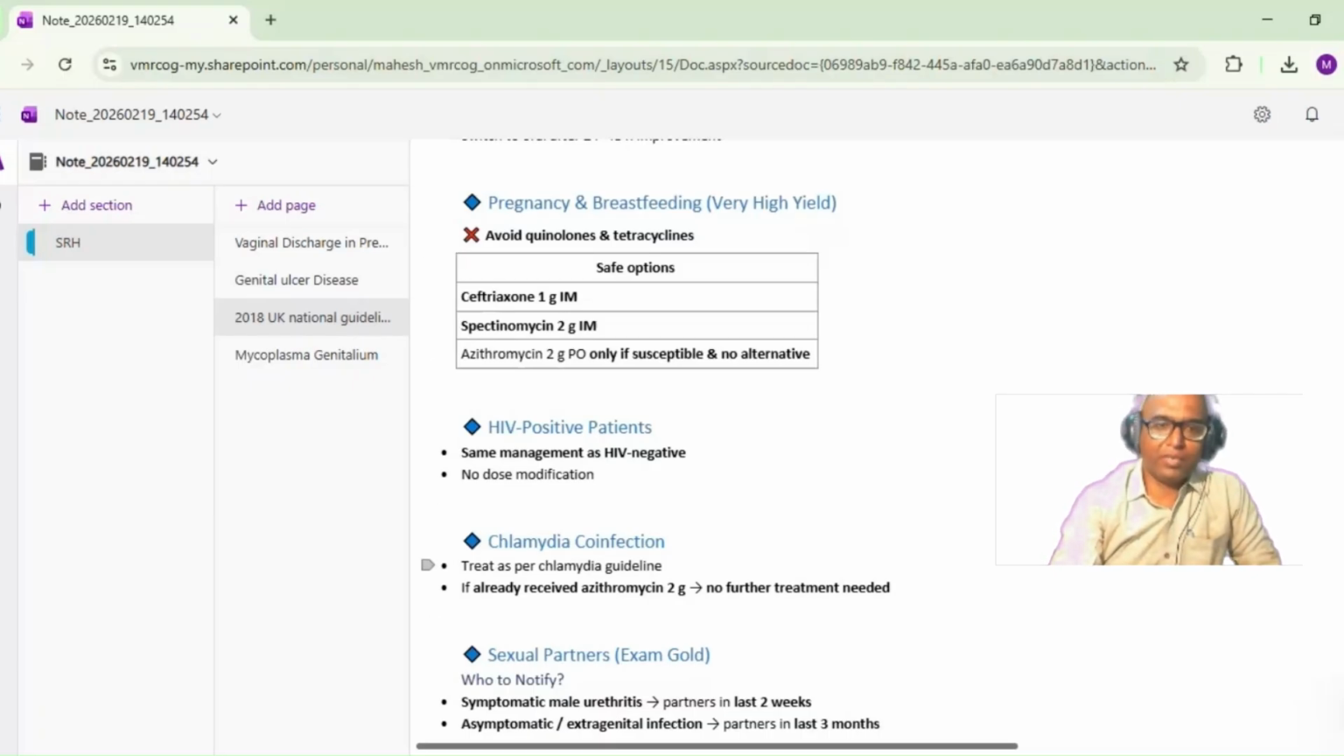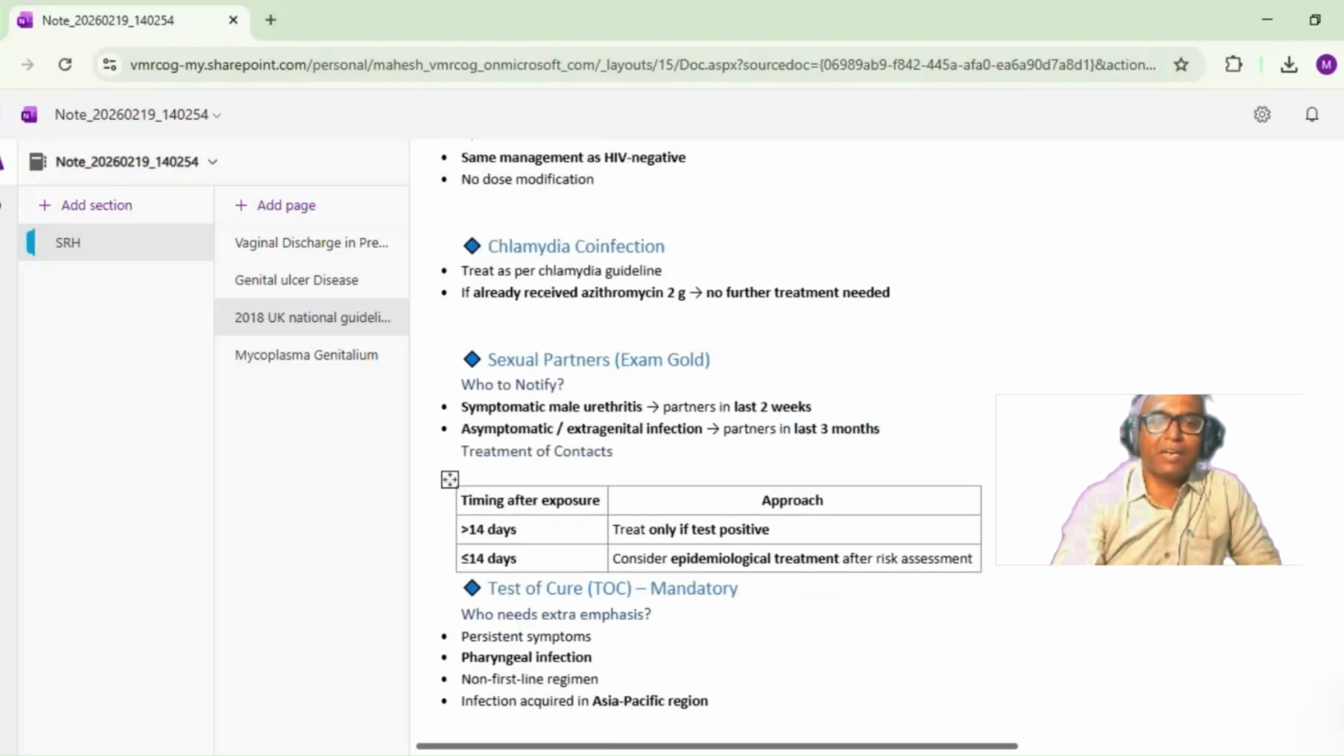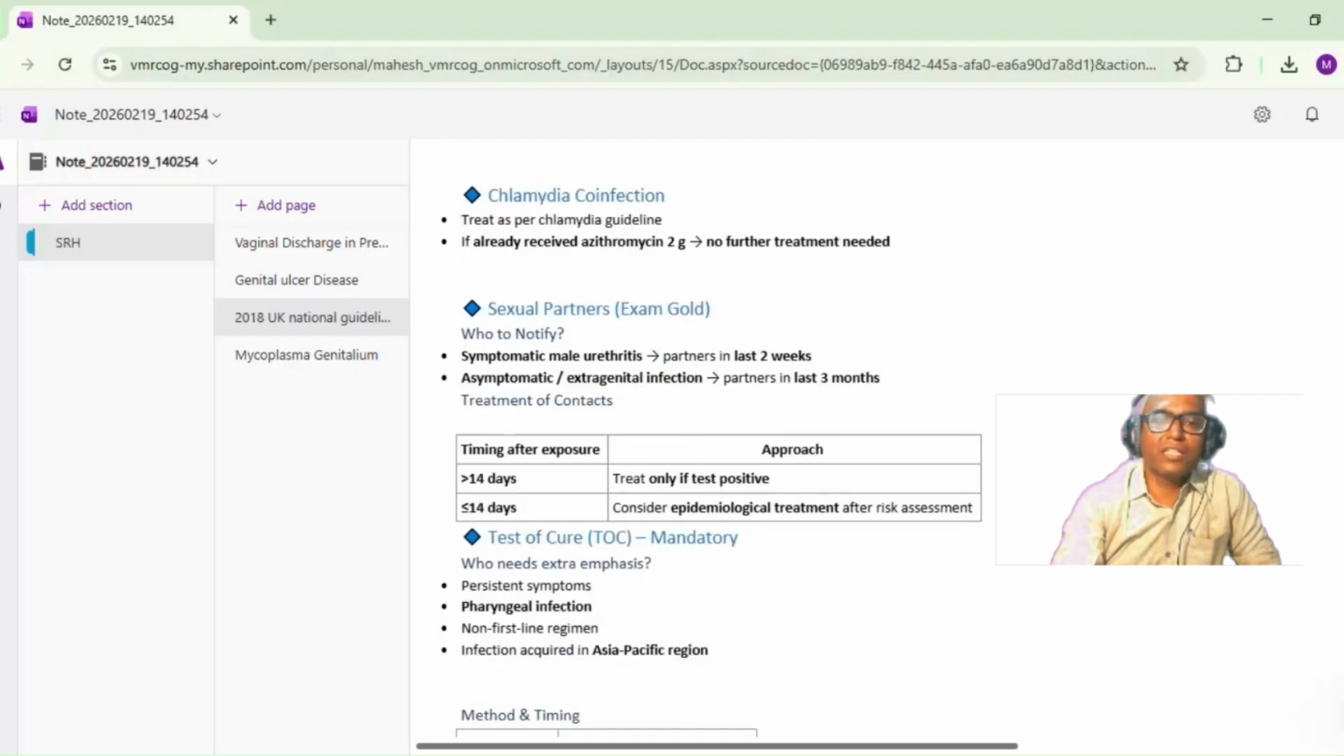Chlamydia associated: if already received azithromycin 2 gram, then no further treatment is required. Otherwise, chlamydia treatment will be required as per the guideline. Then sexual partners. Who to notify? Symptomatic male urethritis, partners in the last 2 weeks. Asymptomatic or extragenital infection, partners in the last 3 months. So generally for symptomatic patients, remember, you have to trace or notify the partners in the last 2 weeks.